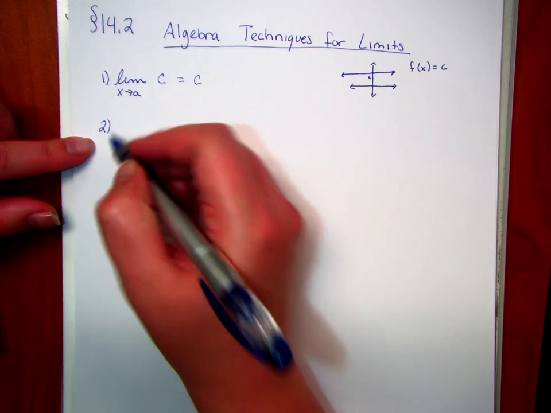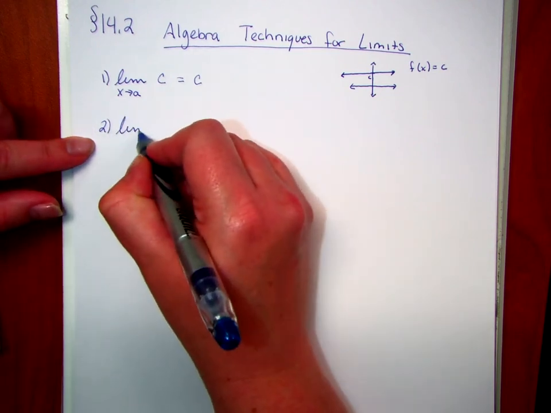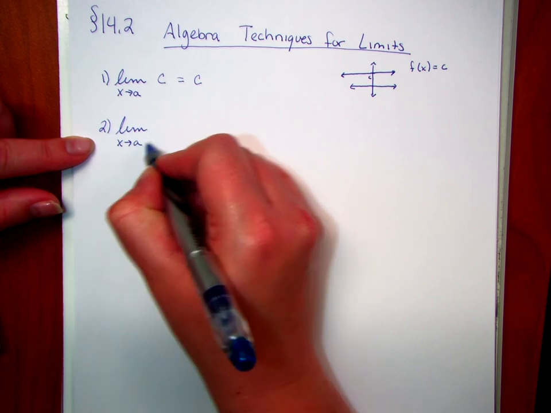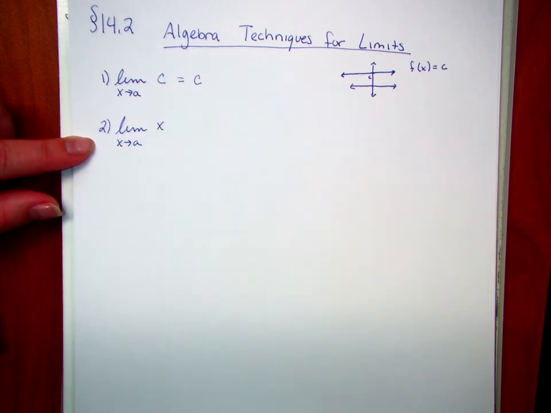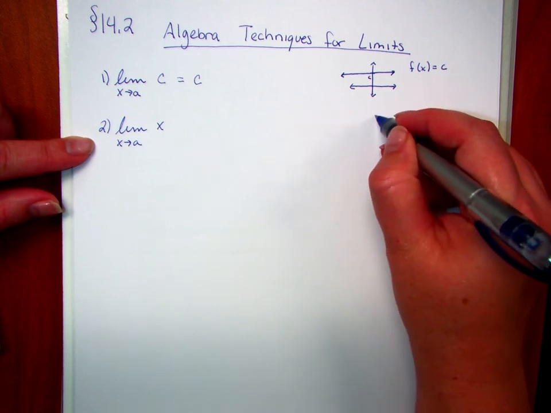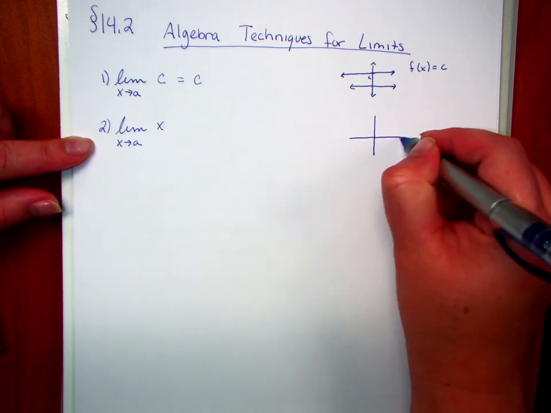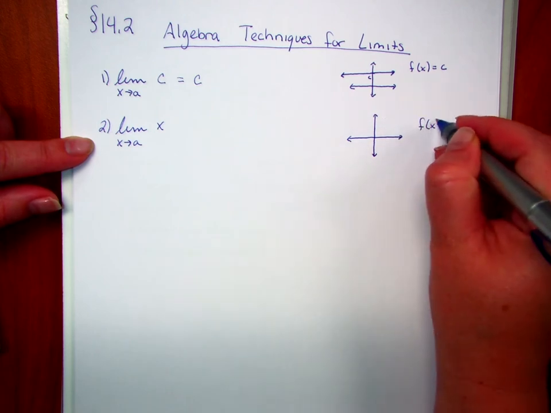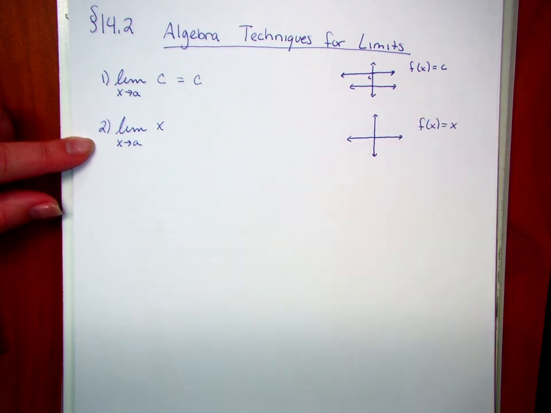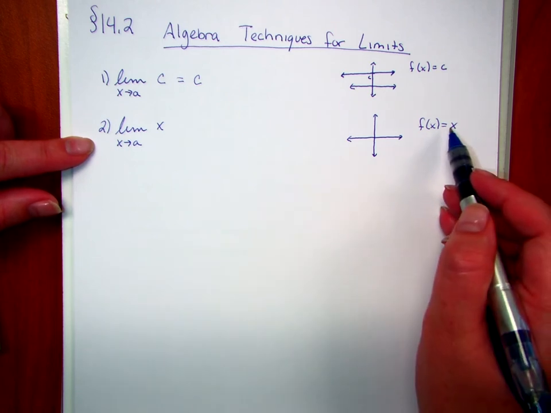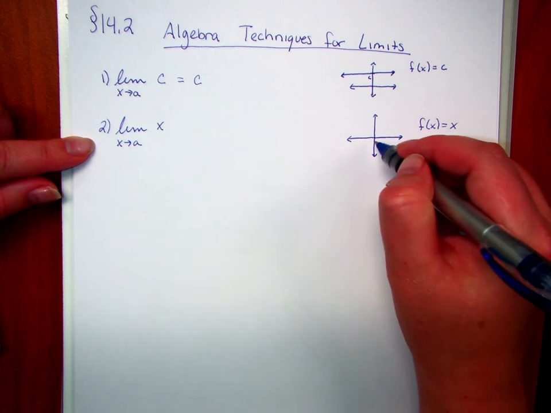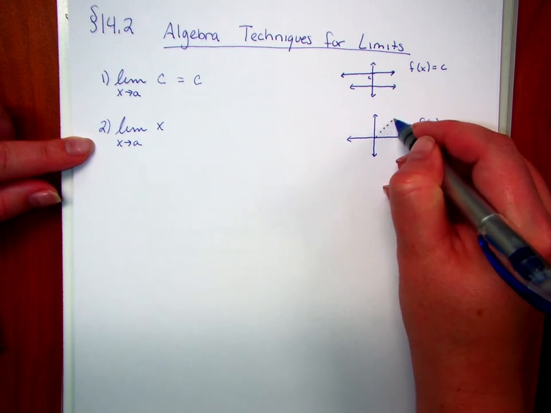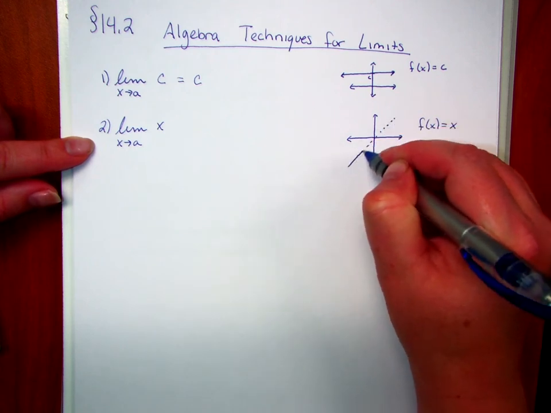The second rule we're going to look at is the limit as x approaches a of x. And again, I'm going to look at the graph to demonstrate what this limit is. So our function is x. So what does that look like? If f of x equals x, what would that look like? Well, it's a line, right? It has a slope of 1 and a y-intercept of 0. So it's just that diagonal line that cuts through your axes.